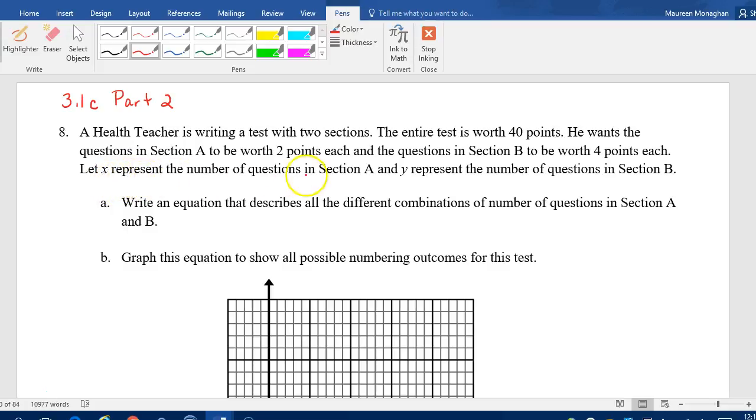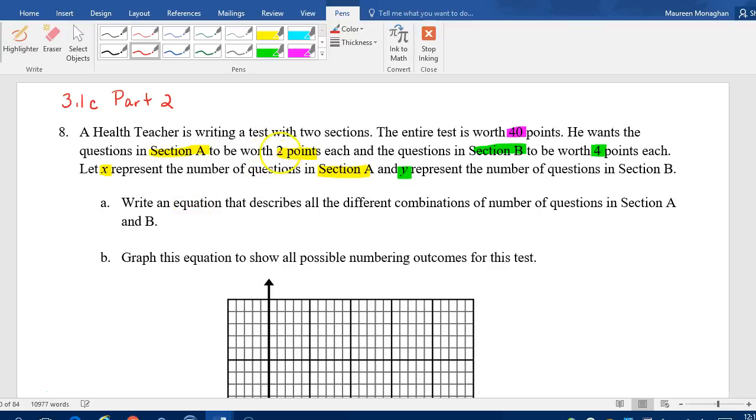Let X represent the questions in section A, Y, section B. Okay, so I'm just going to kind of organize this. Section A is represented by X. Section B, 4 points, and that's my Y. And then I have a total of 40 points. So I have to write an equation.